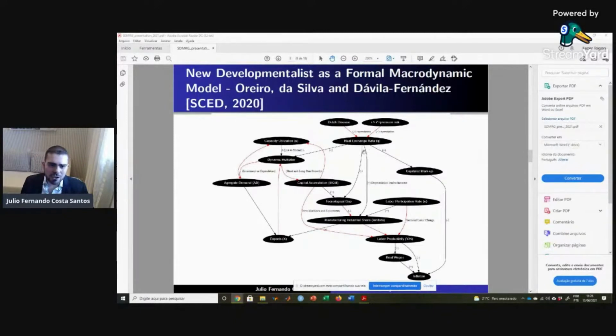Another point is that by managing the real exchange rate, we can try to increase the manufacturing industrial share in the GDP. And this is an important variable because it could accelerate the growth rate of exports, which is going to interact with the dynamic multiplier, and this could create a positive cycle between the dynamic multiplier, capacity utilization, capital accumulation, and technological gap reduction, and the model will work basically on these main ideas that I'm saying.